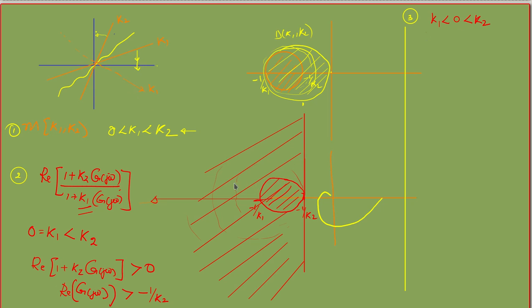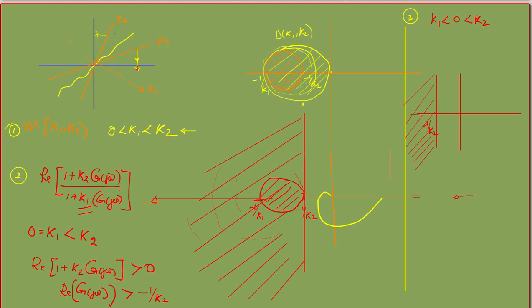If you can imagine properly, you can see that this has been pulled here, and it comes back to the positive part. As K1 keeps decreasing from 0, it approaches from the minus infinity region to this part. So this part will be forbidden. This was −1/K2, which was forbidden. If K1 was 0, this part was forbidden, that means G(jω) should not cross this part.